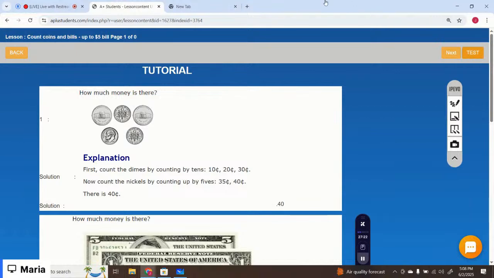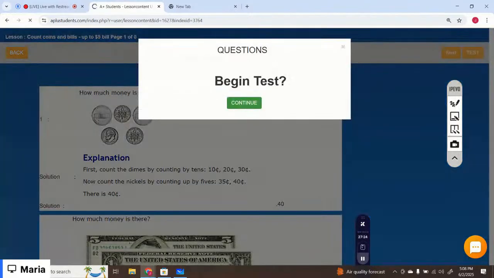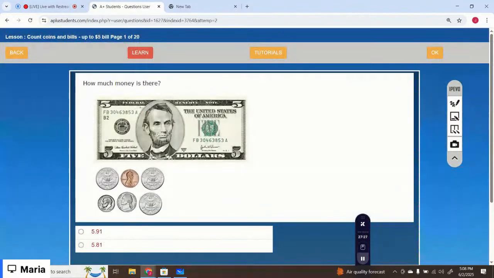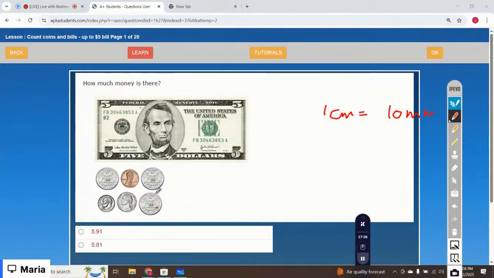Let's start with the test questions. How much money is there? So we have a bill, that is a $5 bill. Then we have one, two, and three nickels. We can count them by 5, so 5, 5, and 5. Then we have a dime. We can count it by 10.